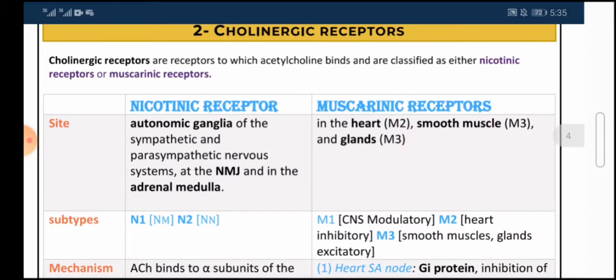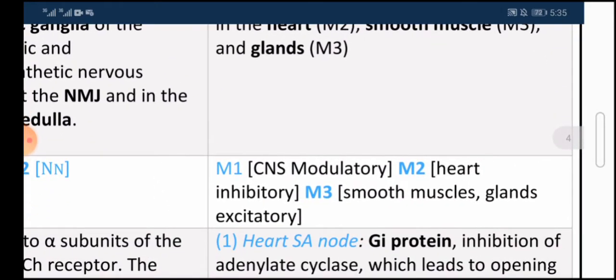There are three types of muscarinic receptors, M1, M2, and M3, according to their location. M1 are found inside the CNS, central nervous system. M2 are found in heart muscle, and inside the heart muscle they have an inhibitory effect. M3 are located inside smooth muscle or glands. Here they have an excitatory effect.